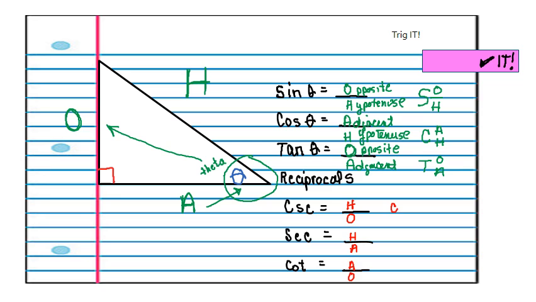And I'm just going to spell this out. Cosecant, secant, or some people say secant, and cotangent. The reciprocal thing is going to mean more when you get up a little bit into pre-calculus.